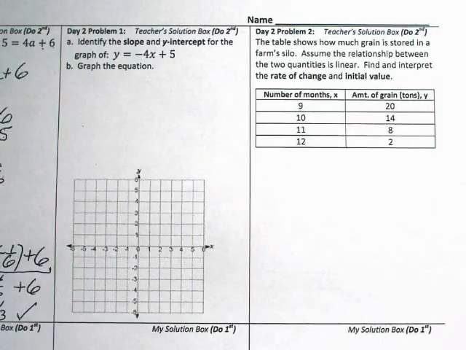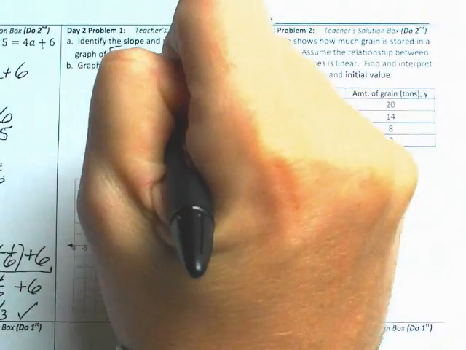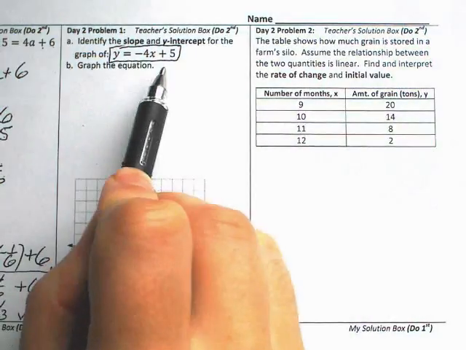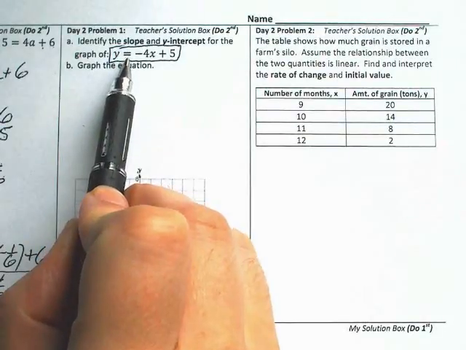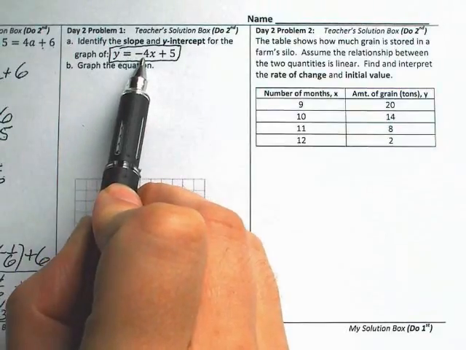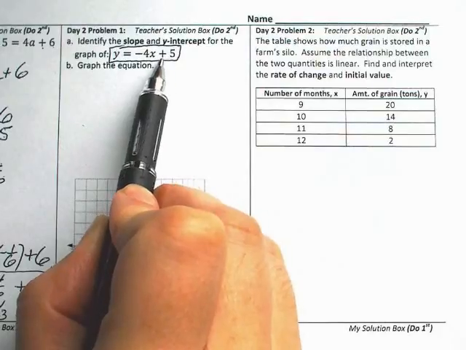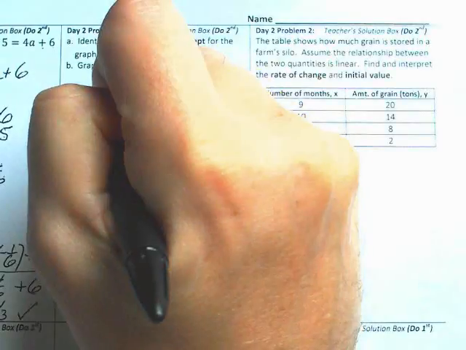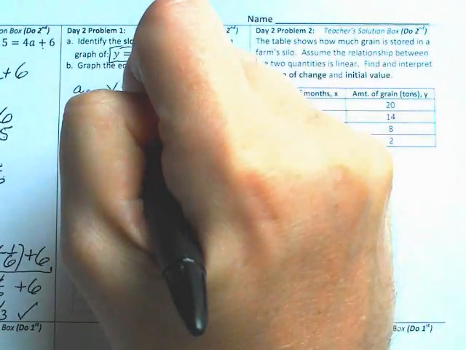Day 2, Problem 1. Part A, identify the slope and y-intercept for the graph of this equation. Now, this equation is in a certain format. The letter y is alone to the left side of the equal symbol. Following the equal symbol is the x term, and following the x term is the constant term. Okay? And when an equation is in that form, it's very fast to find the slope and the y-intercept.